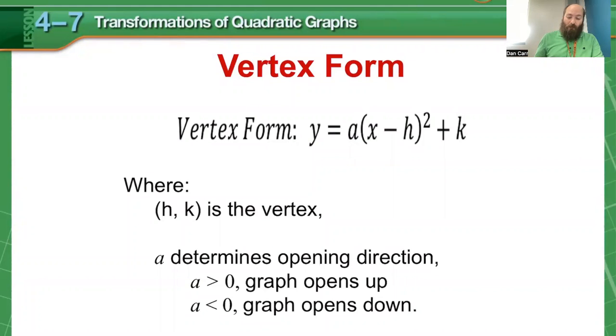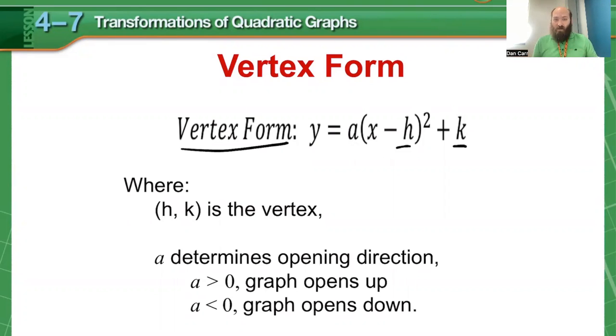Today we're going to be talking about 4-7 transformations of quadratic graphs. To help us understand those transformations, we're going to look at a slightly different version of our quadratics. We've actually talked about factored form and we've talked about standard form. This is vertex form. It gets its name because you can see the vertex from these two values.